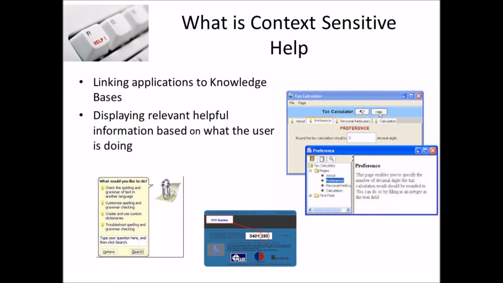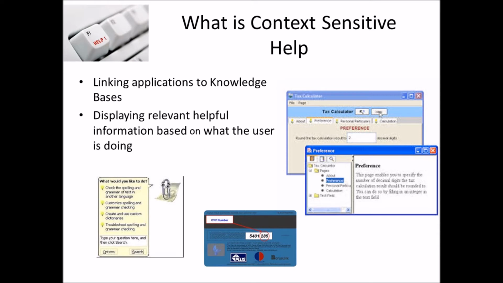Well, it's about linking software applications to knowledge bases so that at relevant points within the application we can bring up useful, helpful information that helps the user to get the job done. And we're used to examples of this in our everyday life, from hitting F1 to bring up guidance on how to perform a particular process, to hitting information icons in, say, online shopping applications that tell us how to fill in a particular field.